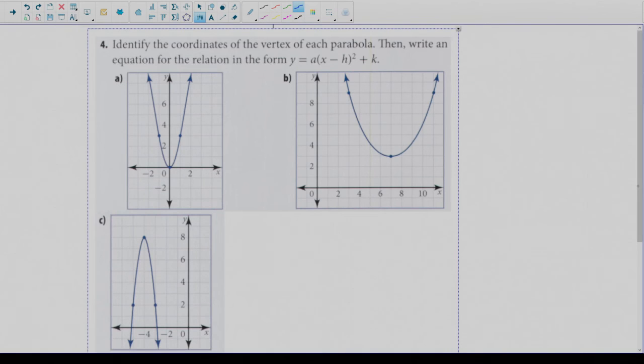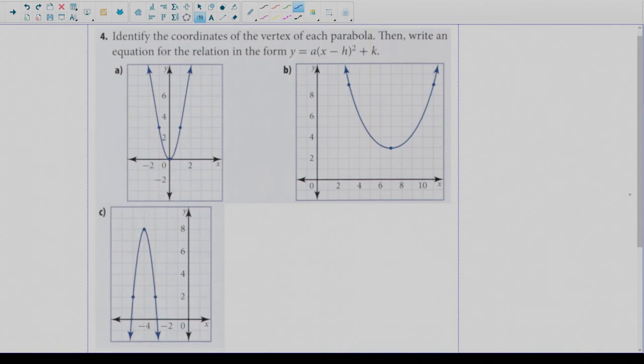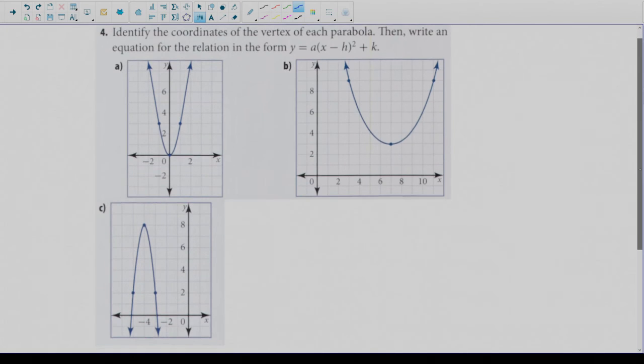Let's look at this last question. Identify the coordinates of the vertex of each parabola, then write an equation for the relation in the form y is equal to a times x minus h squared plus k. So I think this is the last question, if I'm not mistaken. It is. It's also a slightly more algebraic question. I did show how to find a knowing the parabola before, and I'm going to show it again. It's a little bit longer this time, but it's basically the same thing.